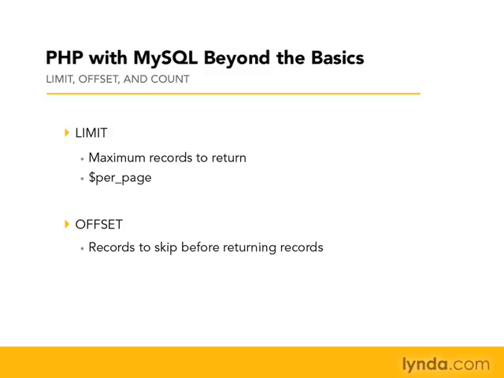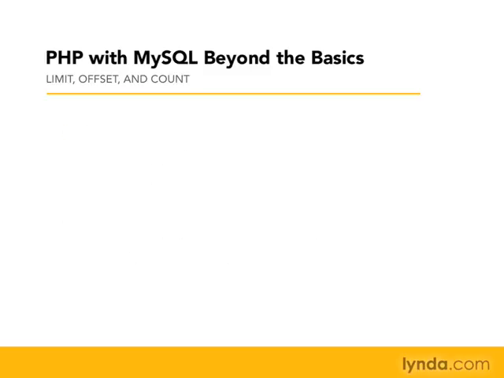The way we can determine offset is by a calculation. We take per page times the current page that we're on minus 1, and that will tell us what the offset ought to be. If the reasoning behind that math isn't totally clear to you, let's look at some examples to make it clearer.